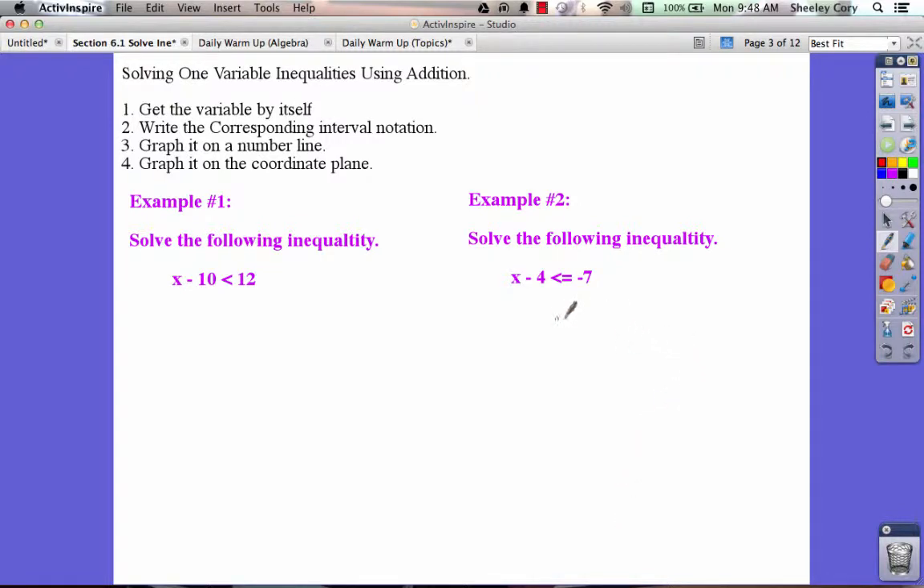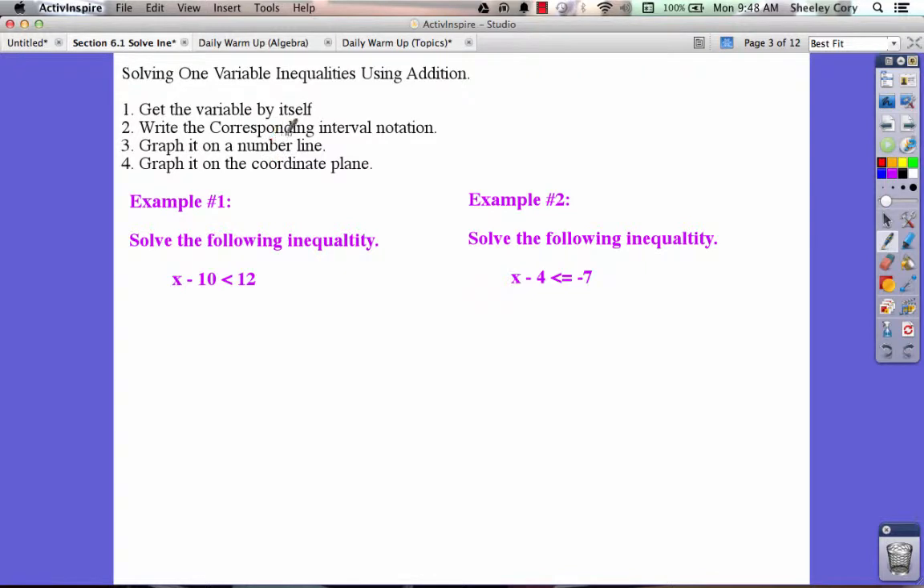Now we're going to solve one variable inequalities using addition. I have 4 steps here that you're going to use to solve these equations. The first step is going to be get the variable by itself. That hasn't changed since solving equations or solving inequalities. We're going to always get the variable by itself. But then we have 3 things that we have to do after we get the variable by itself.